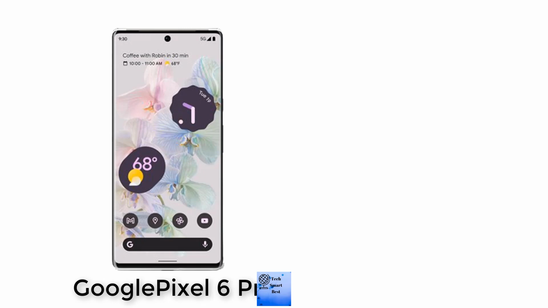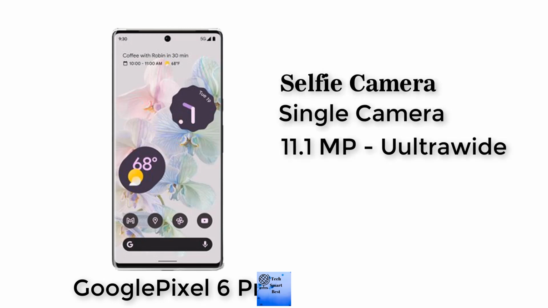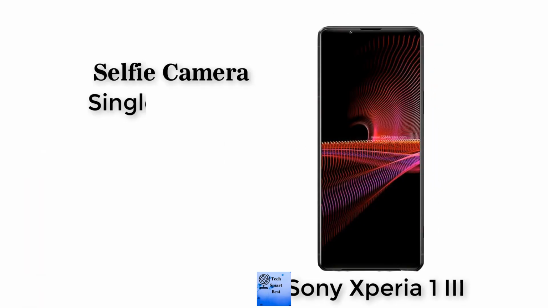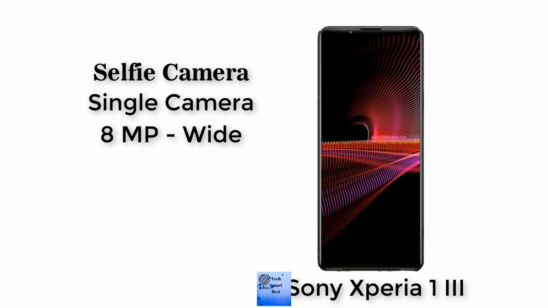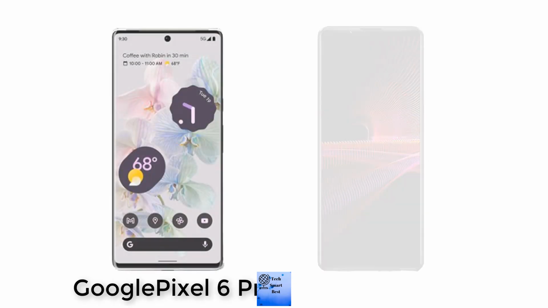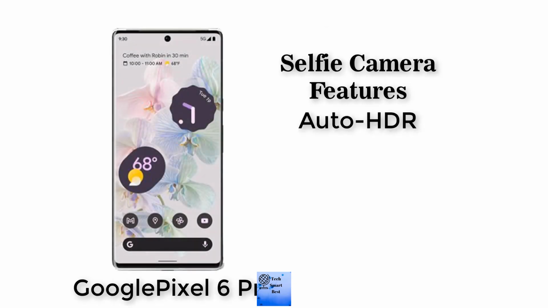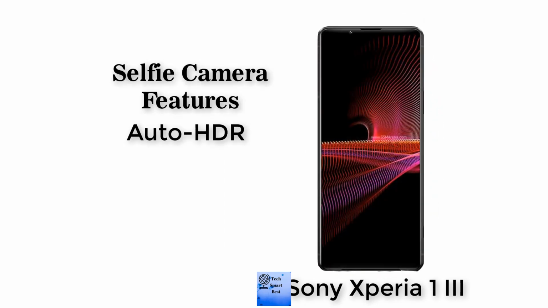The selfie camera of the Google Pixel 6 Pro is a single camera, 20 megapixel ultra wide camera. The selfie camera of the Sony Xperia 1 Mark III is a single camera, 8 megapixel wide camera. The feature of the selfie camera of the Google Pixel 6 Pro is auto HDR. And the feature of the selfie camera of the Sony Xperia 1 Mark III is HDR.